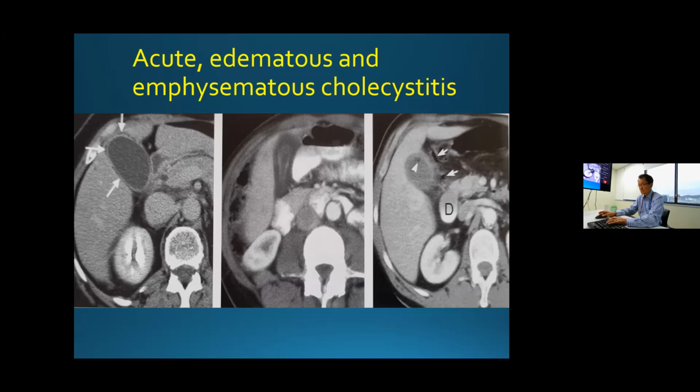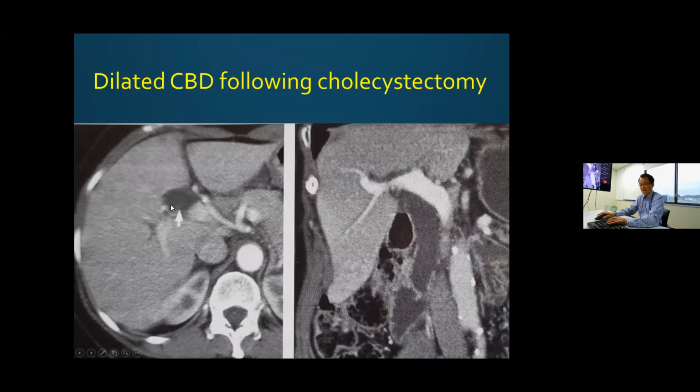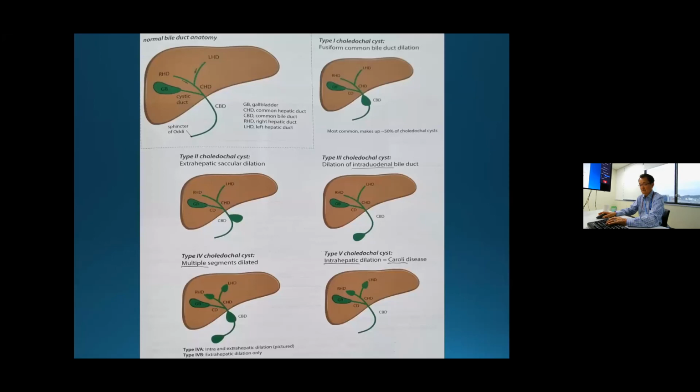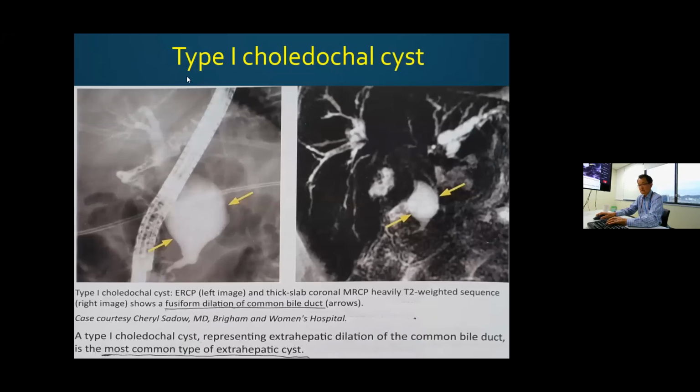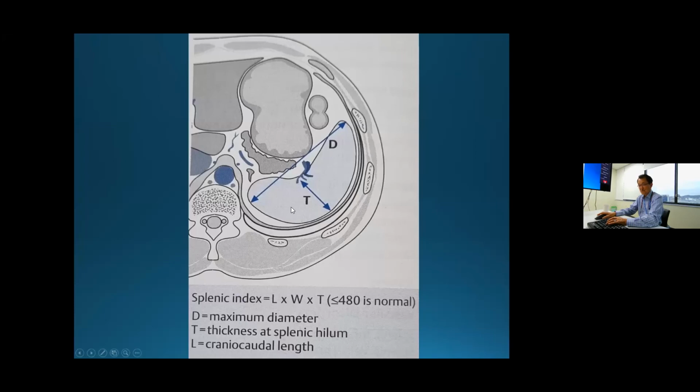After cholecystectomy, dilatation of the common bile duct to 1 to 1.5 centimeters is common. But local dilatation suggests a choledochal cyst or tumor. This kind of cyst is typed 1, 2, 3, 4 depending on the location. And the spleen is normal up to 13 centimeters in longest diameter.